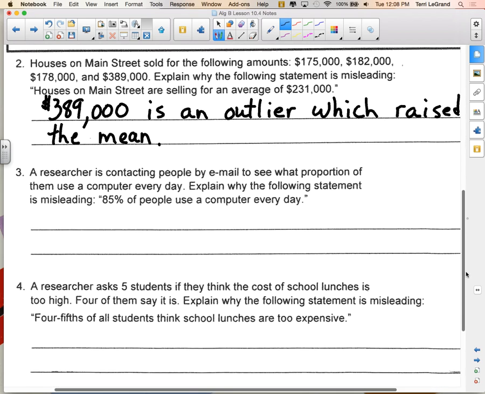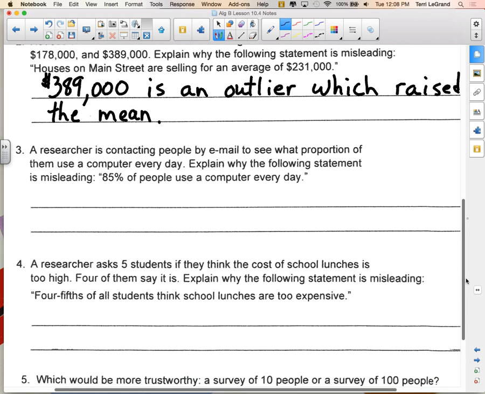Okay, number 3, a researcher is contacting people by email to see what proportion of them use a computer every day. Explain why the following statement is misleading. 85% of people use a computer every day. This is what they found out. They found out that 85% of people use a computer every day, and they contacted a bunch of people by email. What's the problem with that?